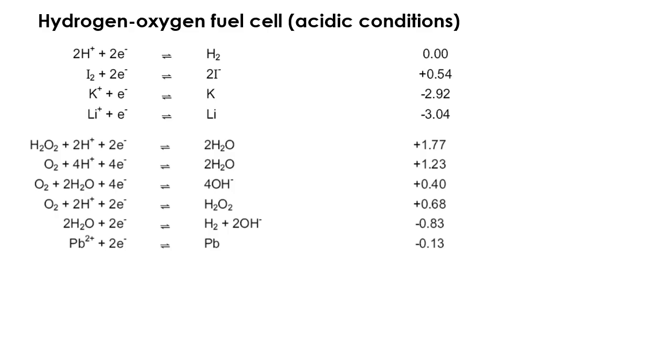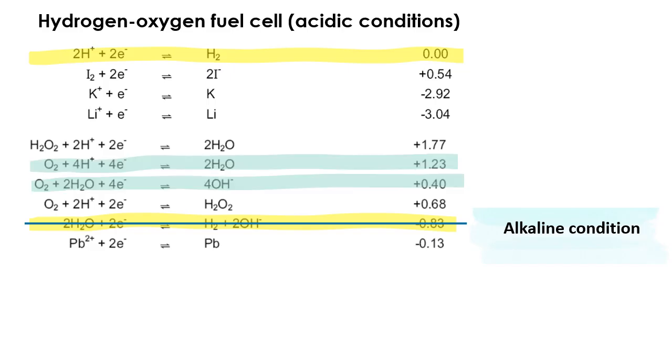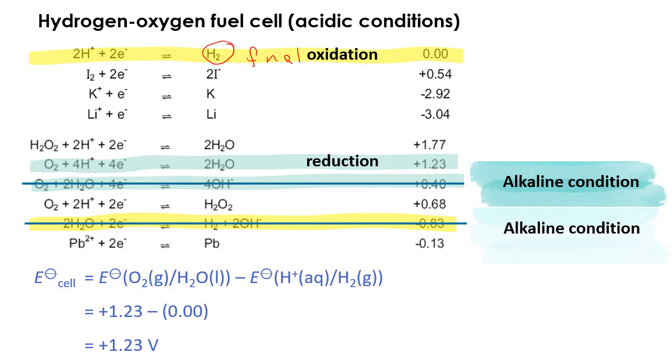The next thing to do is to pick out the relevant half equations under acidic conditions. So let's take a look. We cross out those that are irrelevant, because remember, now we have acidic conditions. So we will be using +1.23 and 0.00. Again, please take note, H2 is the fuel and fuel is oxidized. That's why the H2 is on the right hand side. So we can calculate the voltage for this galvanic cell. It will still be 1.23 volts.